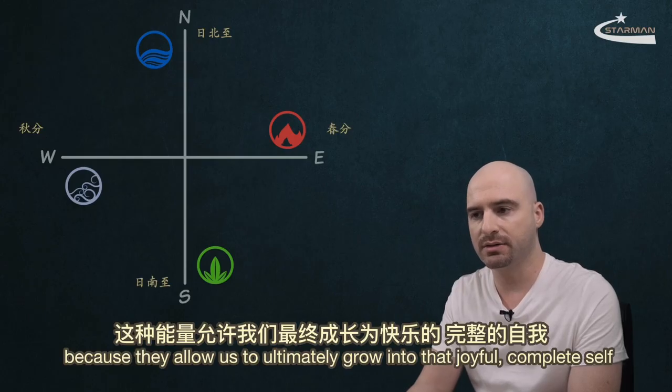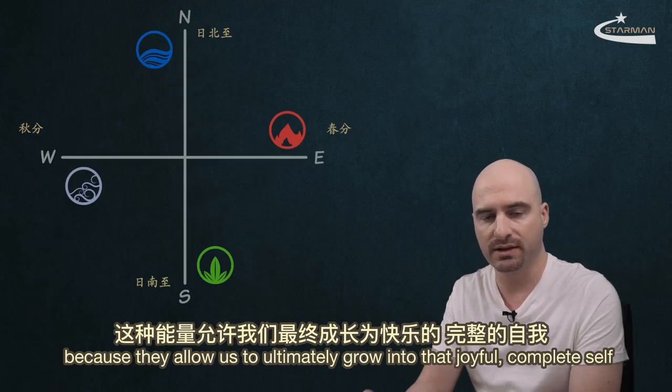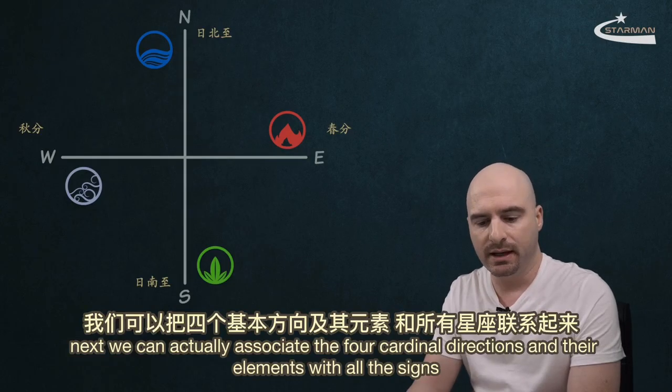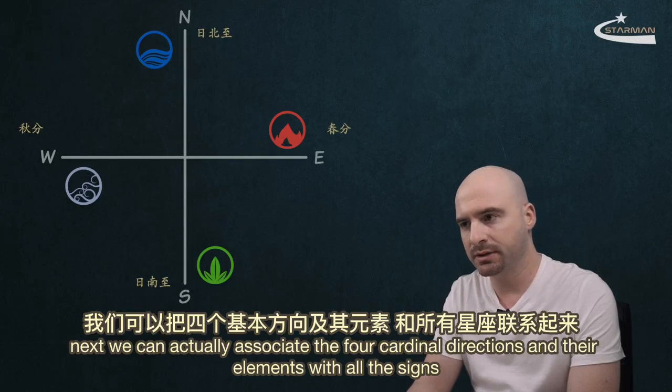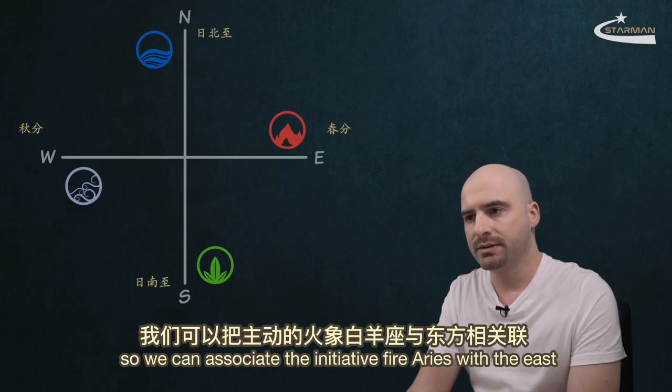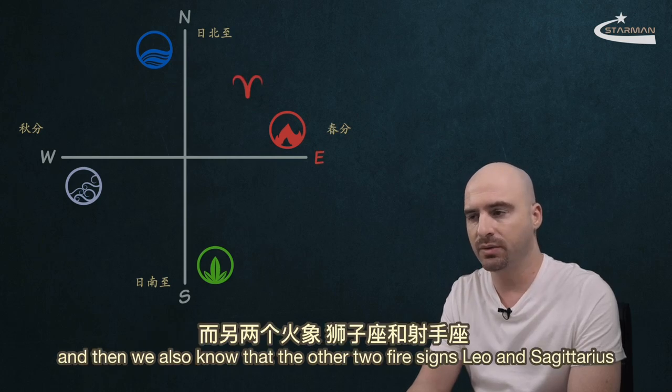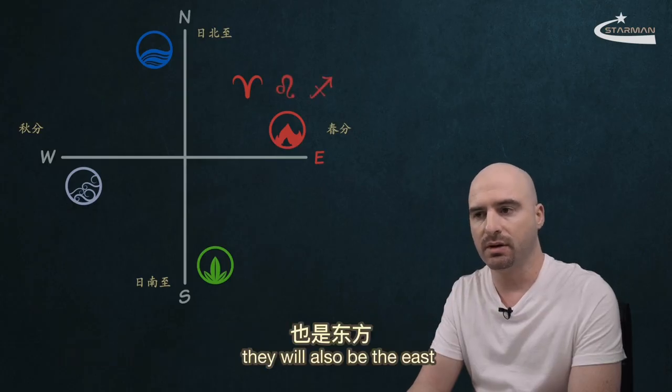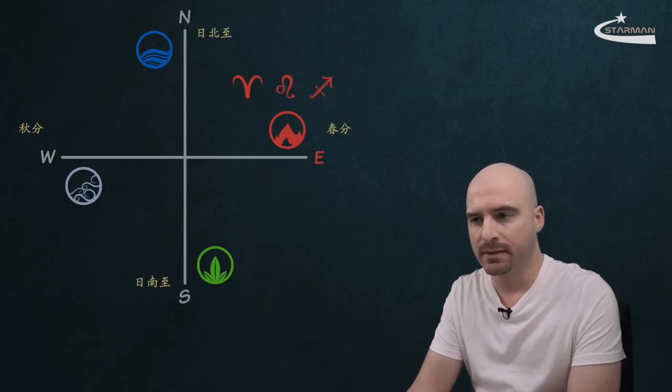Because they allow us to ultimately grow into that joyful, complete self. Next, we can actually associate the 4 cardinal directions and their elements with all the signs, okay? So we can associate the initiative fire sign, Aries, with the east, and then we also know that the other 2 fire signs, Leo and Sagittarius, will also be the east.